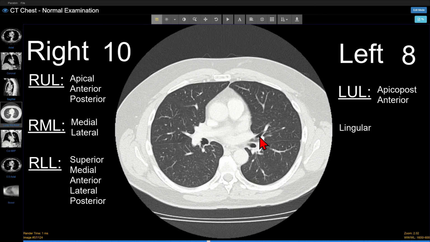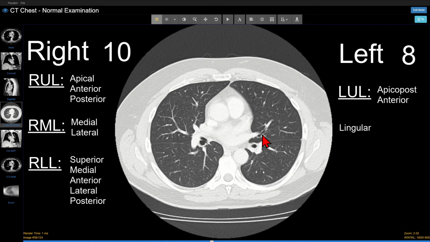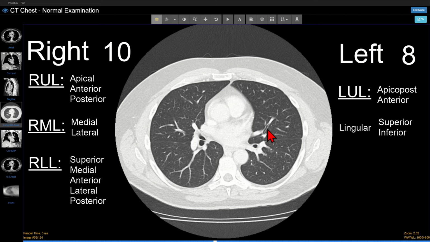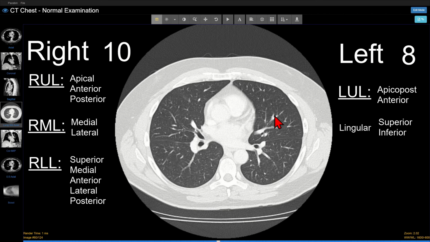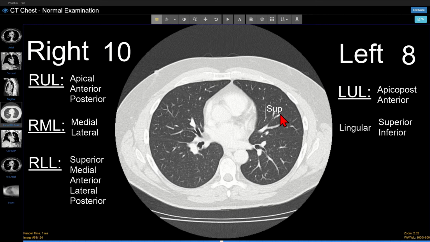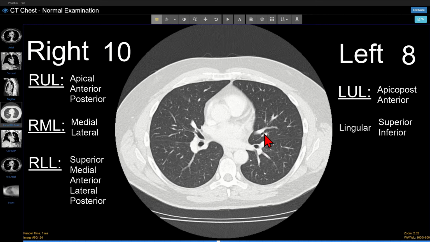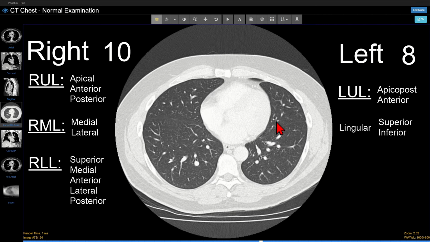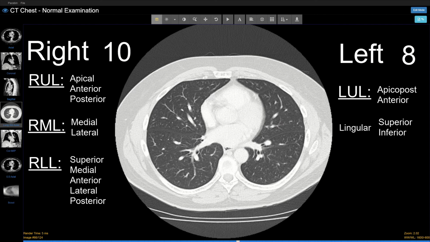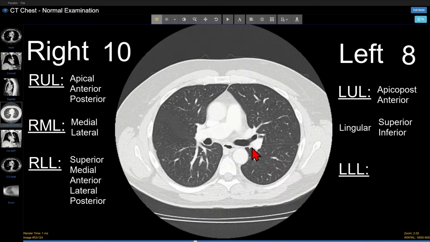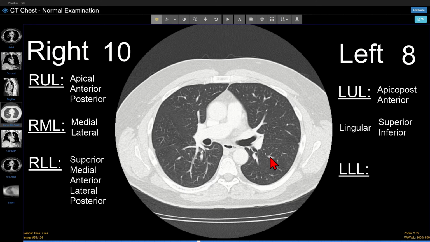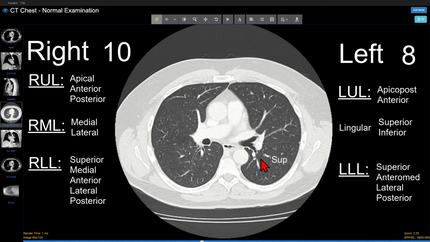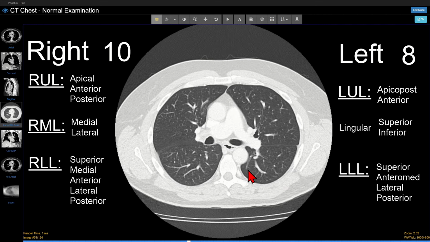The lingula, which is down here, is instead of medial and lateral like the right middle lobe, split into the superior. You'll see a bronchus coming off here. So the superior and then inferior segments. So we're at 4 so far. And then the left lower lobe again has a superior segment up here.